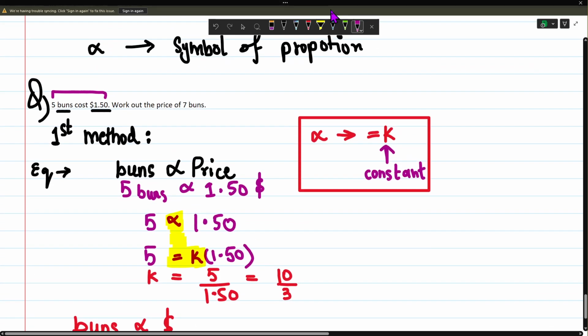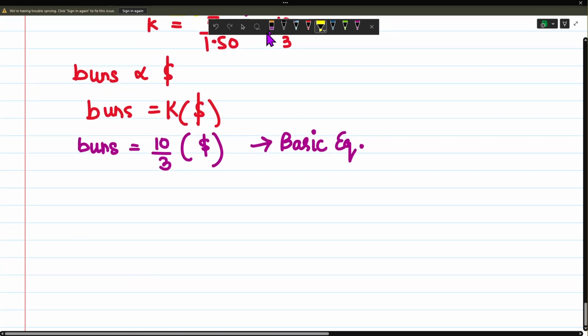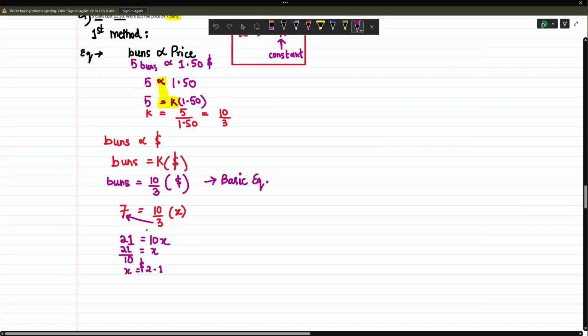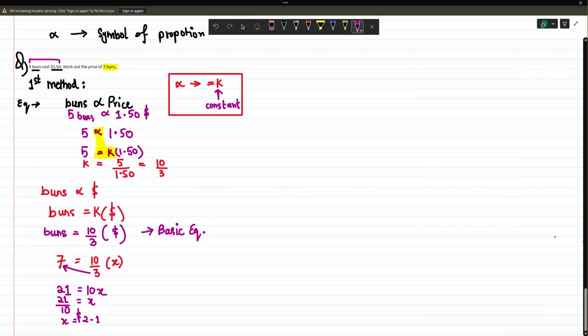Now whatever value we need to find, in our case हमें अब ढूंढनी है 7 buns की value, right? So in the basic equation we are going to put 7 in place of buns. Okay, 10 upon 3 will remain 10 upon 3 because it is the constant, and over here we are going to put x because we need to find the price. This 3 will multiply over here, 7 3s are 21 equals to 10x, and the value of x you will get is 21 divided by 10, and x equals to $2.1. This is your answer. This is how you do it with the first method, which is using the equation.